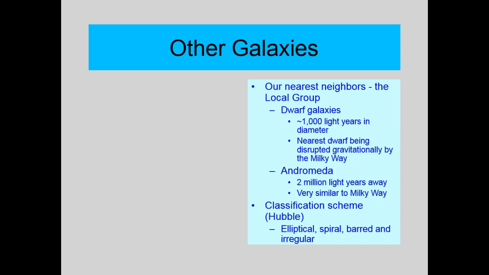The nearest dwarf galaxy is being disrupted gravitationally by the Milky Way, which, what I assume from that, is that whatever is trying to travel is being disrupted and probably going to be sucked into our galaxy and wind up as one of those clusters or added to a spiral or something, who knows.